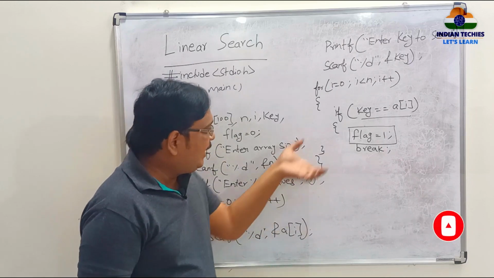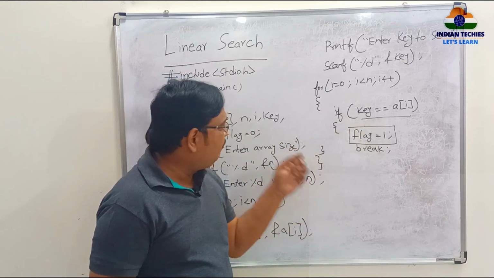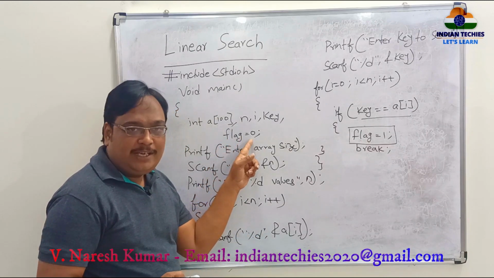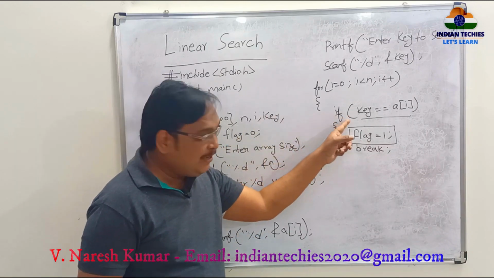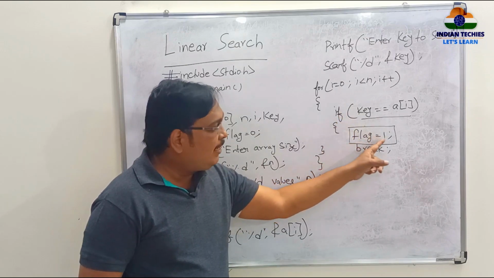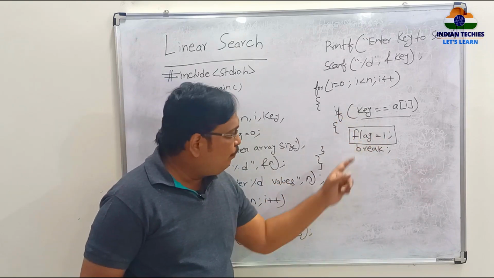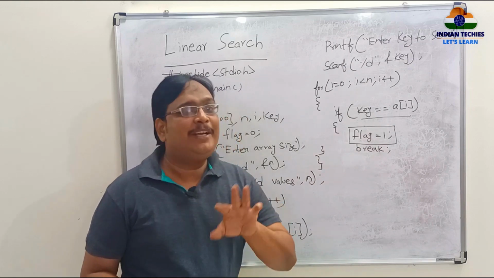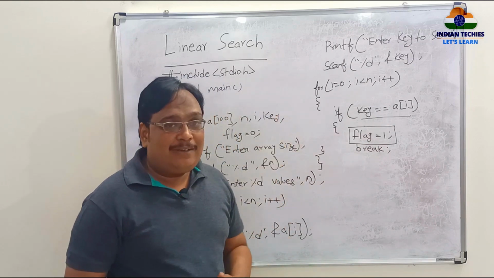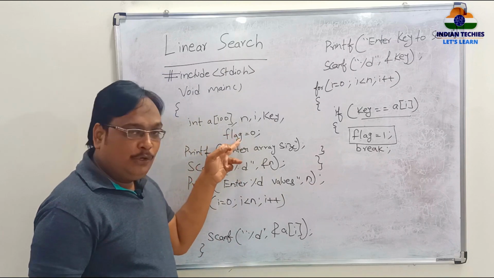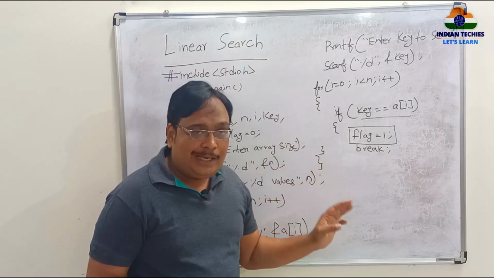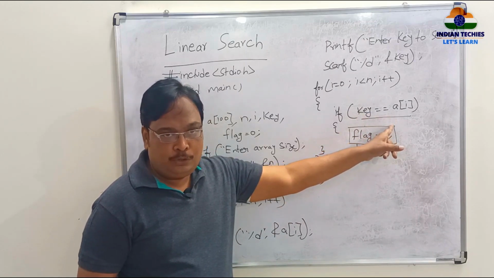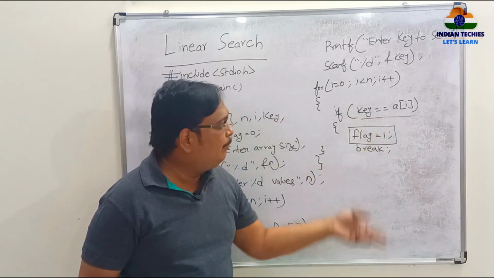So that's why I am keeping one variable like flag. You can take any name. Initially I am setting its value as 0. Whenever the element is found, the flag value will be set to 1. So if the flag value is set to 1, what is the meaning? Element is found. If the flag value is 0 only, the meaning is the element has not been found, because this condition never becomes true. Your element is not available.